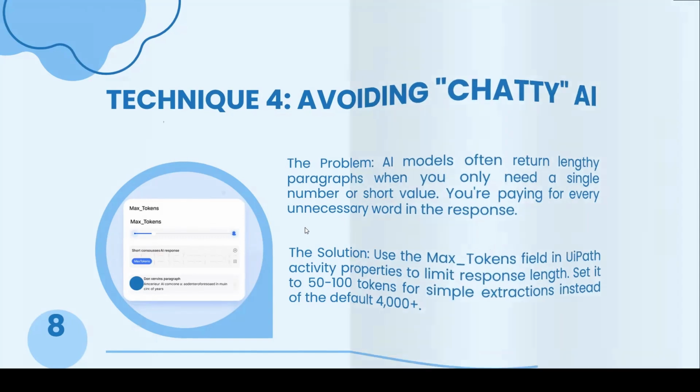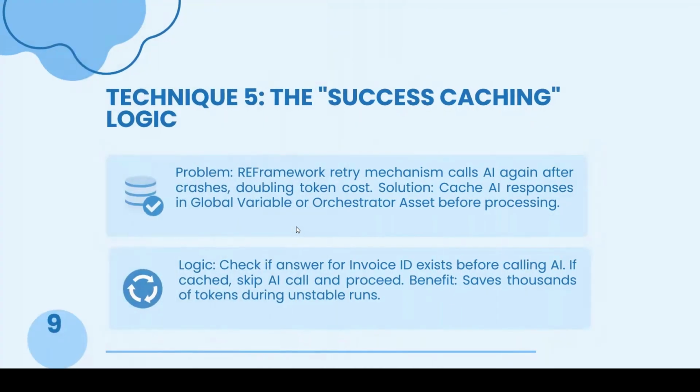Okay, now the last technique is called success caching. Imagine you are using the REFramework, and at the process level you're calling AI, right? Now, after getting the information from AI, say you have a UI automation that fails at one point in the process itself. So what's going to happen if you have retry enabled? It's going to retry again, right?